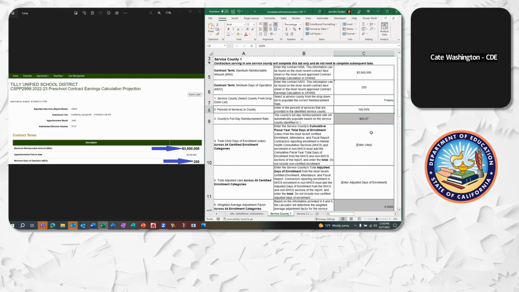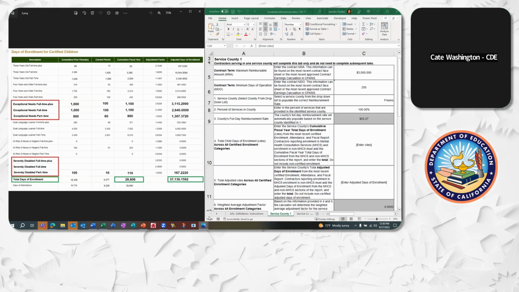Next, we must enter enrollment and adjusted enrollment. In our example, I'm using Certified Enrollment Attendance and Fiscal Report from CPARIS. First, you must enter the unadjusted days of enrollment. In the example I am using, there is no certified enrollment in mental health consultative services or MHCS categories. Please keep in mind if your agency reports in both certified MHCS and non-MHCS certified categories, you must add the totals of both sections together. You should never include non-certified enrollment.